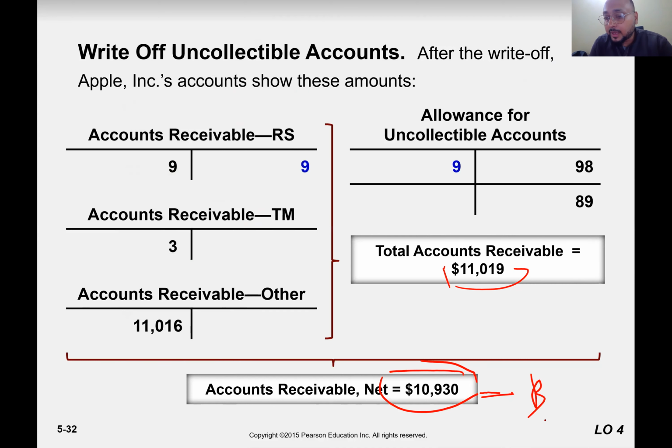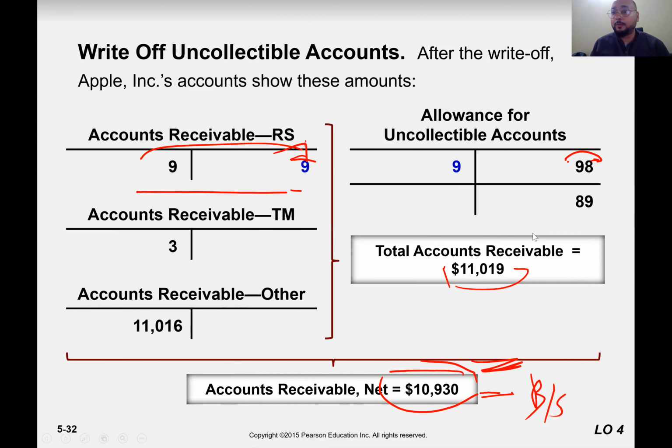So our amount on balance sheet is not disturbed. It means everything is according to plan. In our planning, we said that our net account receivable would be 10,930, right? So even after RS refuses to pay, we already established that 98 is not going to be received and 9 is one of them. So our planning is not disturbed. Our total account receivable on the balance sheet is the same, 10,930, right?